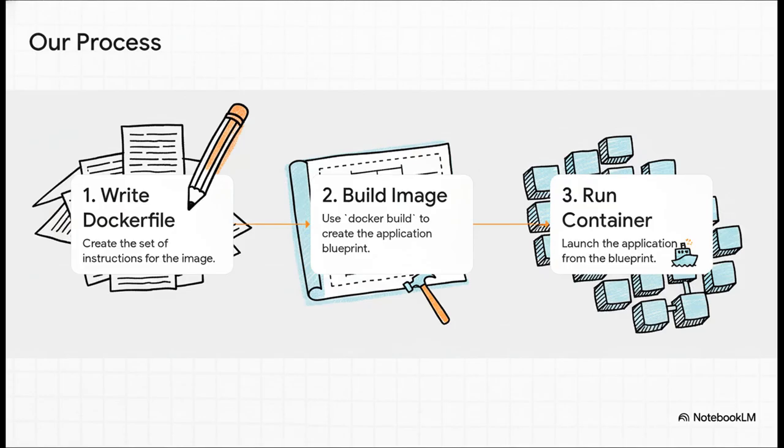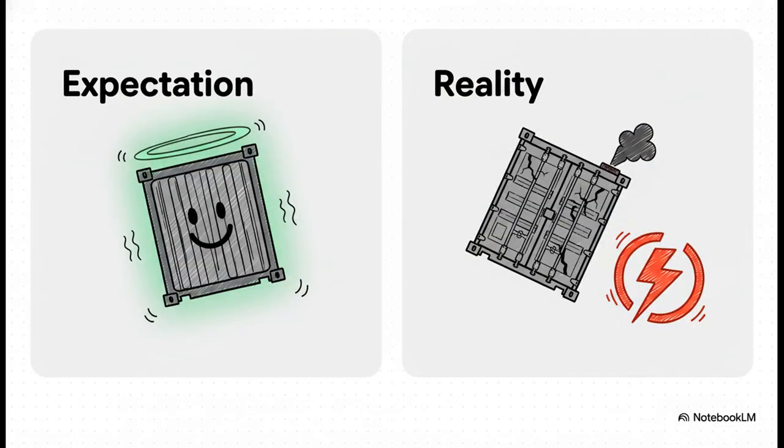Step 1, we write that Dockerfile, our set of instructions. Step 2, we use docker build to create an image from that file. Think of it like a blueprint. And step 3, we use docker run to launch a container from that blueprint. Simple enough. And this is where reality comes crashing down.